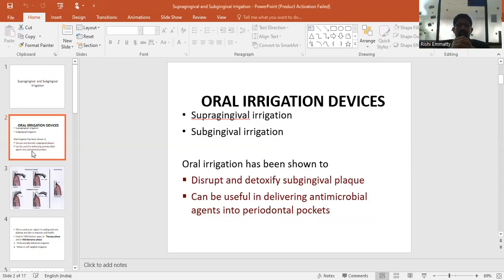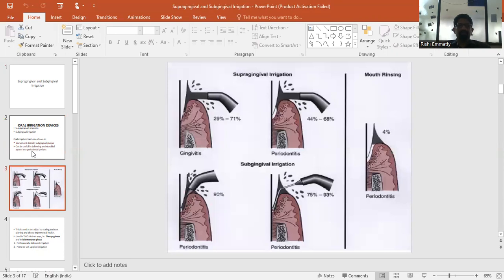So there are many irrigation devices. One is for supragingival irrigation and one is for subgingival irrigation. And oral irrigation is shown to disrupt and detoxify the subgingival plaque, because when you irrigate, the pressure and the microbial agent disrupt and detoxify the subgingival plaque. It is also useful in delivering antimicrobial agents into the periodontal pocket.